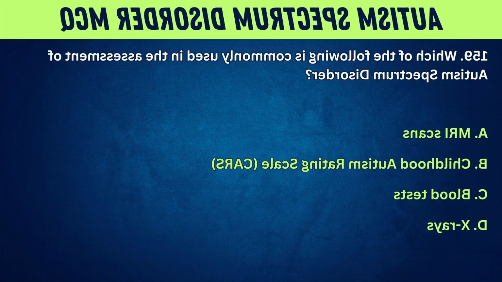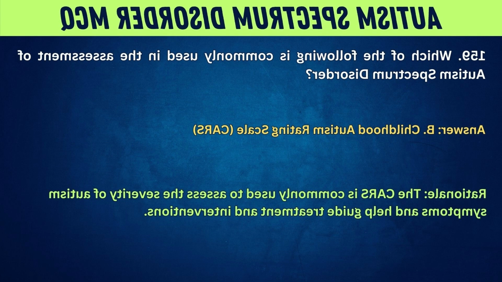159. Which of the following is commonly used in the assessment of autism spectrum disorder? A. MRI scans. B. Childhood Autism Rating Scale, CARS. C. Blood tests. D. X-rays. Answer: B. Childhood Autism Rating Scale, CARS. Rationale: The CARS is commonly used to assess the severity of autism symptoms and help guide treatment and interventions.